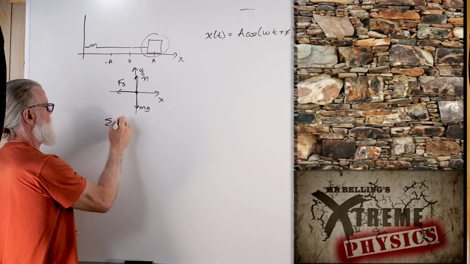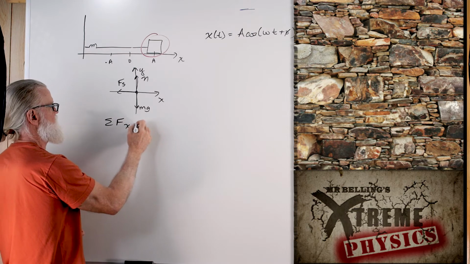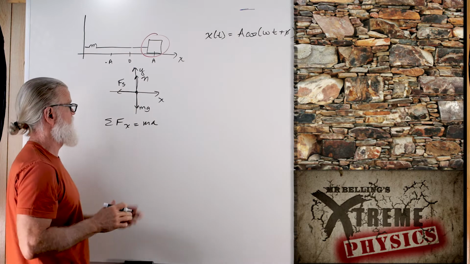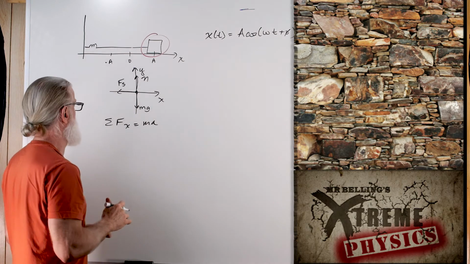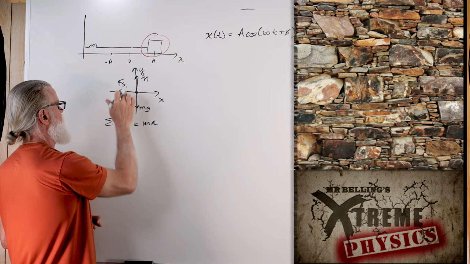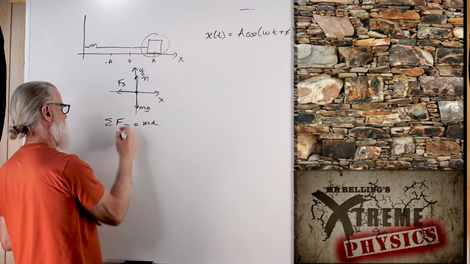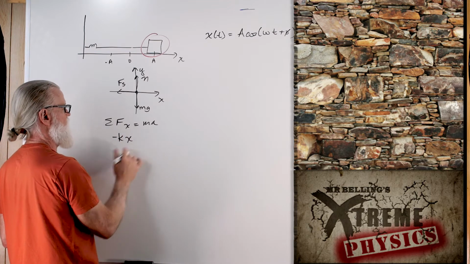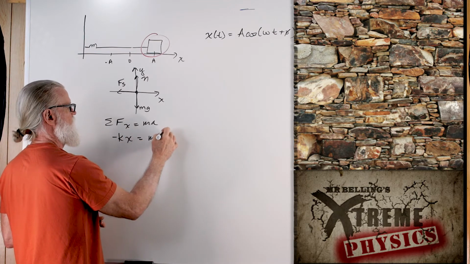We'll say the sum of the forces in the x direction equals mass times the acceleration, right? The y forces are balanced. There's no acceleration in the y direction. So we end up with the spring force, which is in the negative direction, is negative kx, using Hooke's law, equals m.